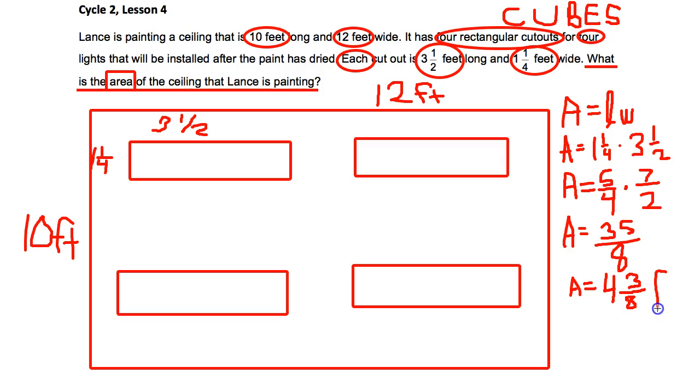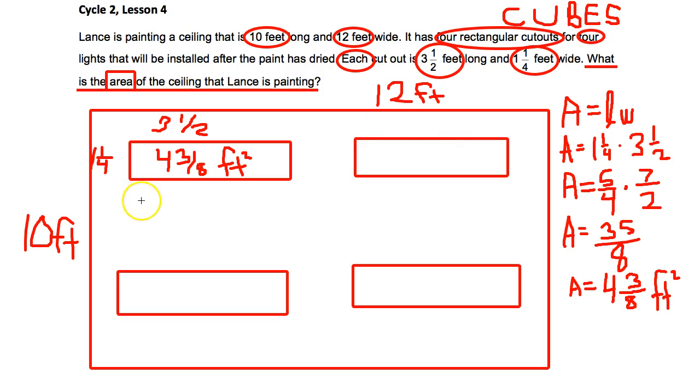And because this is area, let me put my unit of measure as feet squared, or I could say square feet, either one. So just one cutout is going to be 4 3/8 square feet, or feet squared. Now, if this is 4 3/8 square feet, so is this one, and this one, and this one. So I'll go ahead and multiply this by 4, and then that will give me the amount of area that I need to subtract from the area of the whole ceiling.